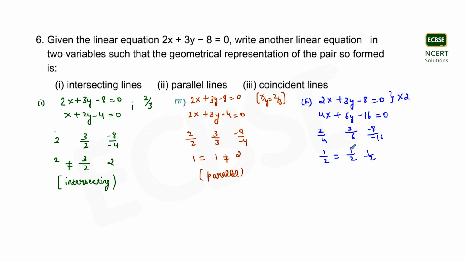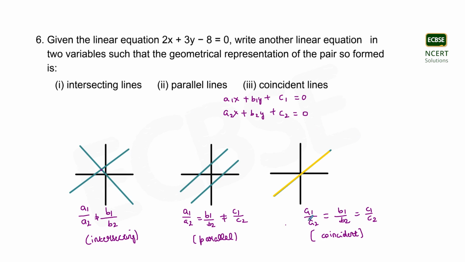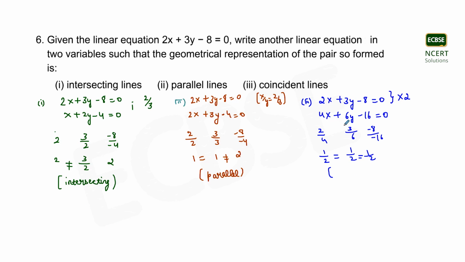That is a1 by a2 is equal to b1 by b2, which in turn is equal to c1 by c2. So the condition for the lines to be coincident has been satisfied, which means that the pair of linear equations represent the coincident lines. So our assumption for the second equation for the third part is also the appropriate one.